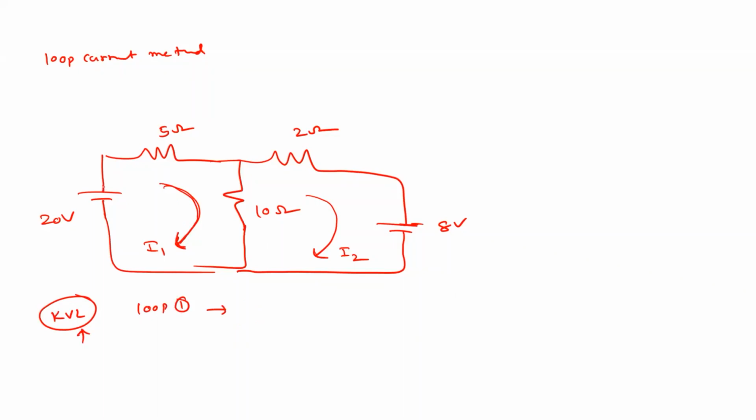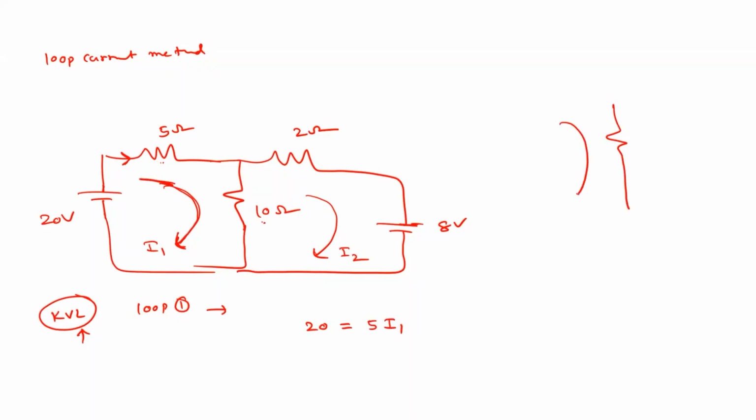What is the equation? 20 minus 5i. The current is flowing like this, right? So this is the 20 source on one side. And what is the current that flows through this 5 ohm resistor? 5 I1 plus 10 I1. And what is the current that flows through this 10 ohm resistor? It is I1 minus I2. This is the 10 ohm resistor, right?